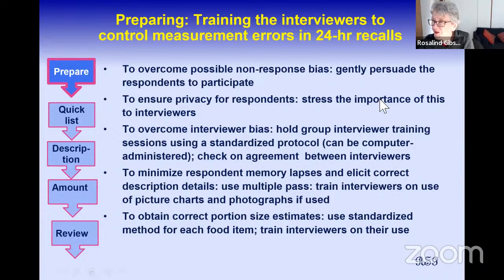Now I'd like to consider some details of training the interviewers to control the measurement errors in the 24-hour recalls. So we have to overcome the possible non-response bias, we have to gently persuade the respondents to participate and also ensure privacy for the respondents. We found this was quite difficult in Malawi, but you really do want to ensure that your respondents have a private place in which they can recall what they've consumed.